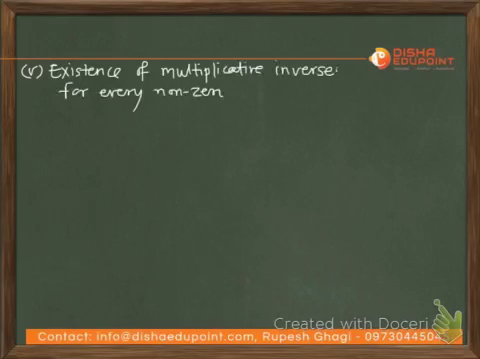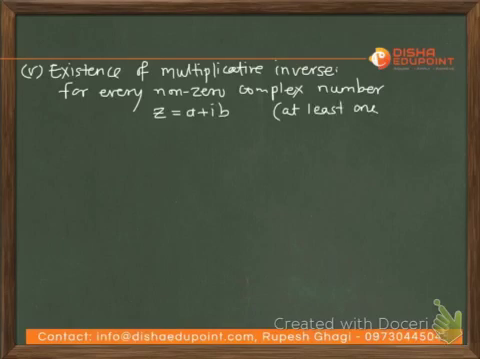So for every non-zero complex number Z equal to A plus iB, what do I mean by non-zero complex number? That means at least A or B is non-zero. Either A is or B is. Both of them are not zero.